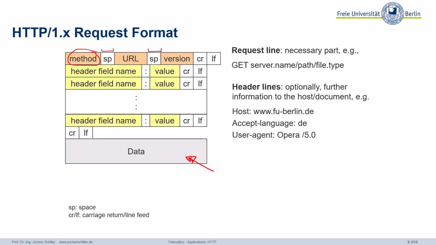So that's the idea. It's all clear text. It's not compressed, it's not encrypted. So request lines, header lines, and then maybe a body. It depends if you transmit data. Now, how does it look like? Just some examples.